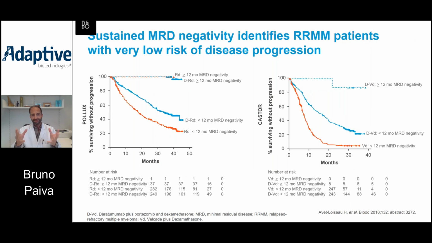And this is data that I'm sure all of you are very familiar from Pollux and Castor clinical trials, in other words, relapsed refractory myeloma, where again it was shown that patients with sustained MRD negativity, regardless of the control or the experimental arm, particularly in the Pollux study, these patients have an excellent outcome despite having relapsed refractory myeloma.